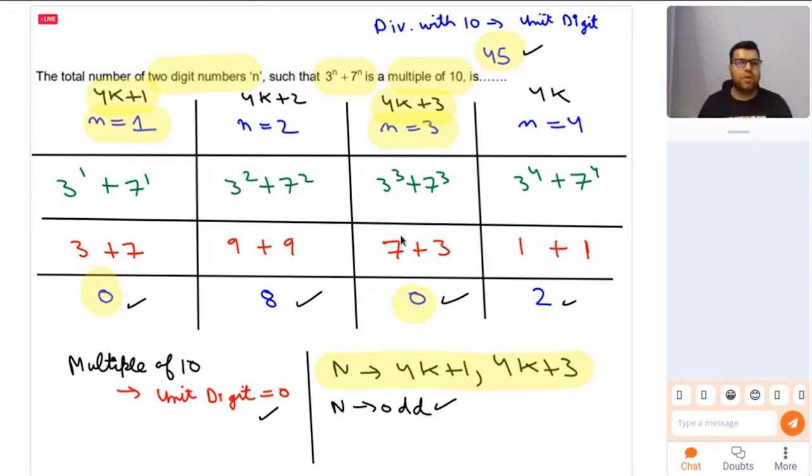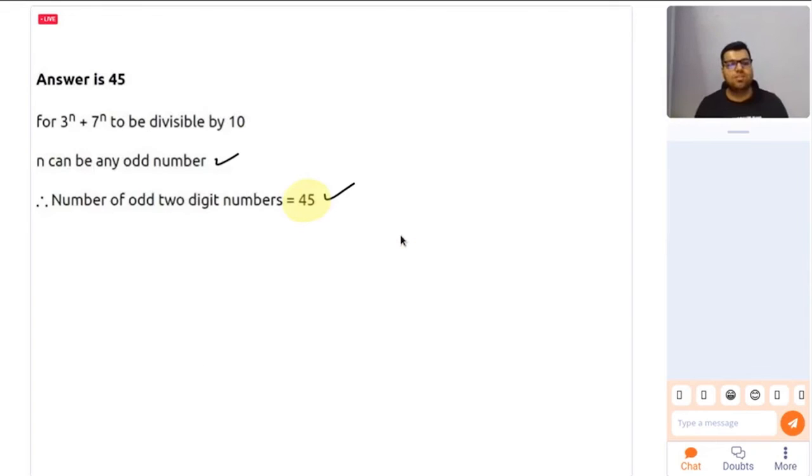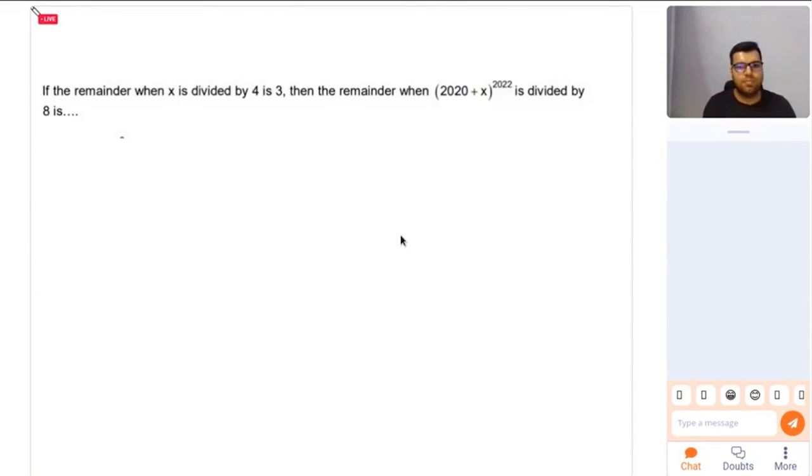Okay, students. So let us do the last question, my favorite question. Okay, lot of learning here. Last question, my favorite question. So see, remainder when x is divided by 4 is 3. Remainder when x is divided by 4 is 3.